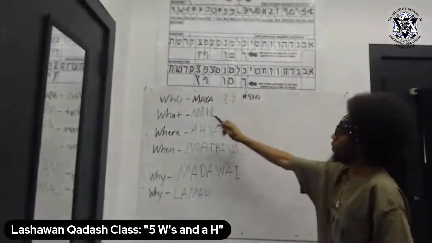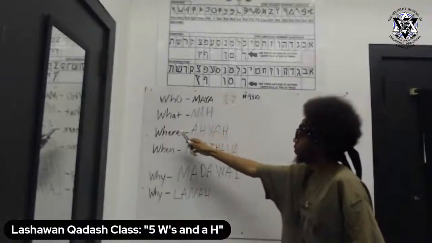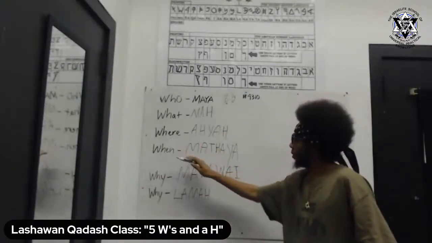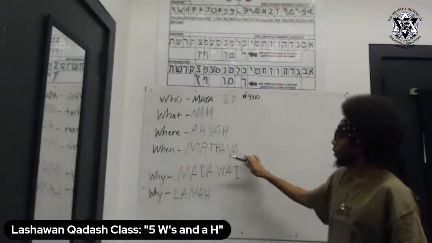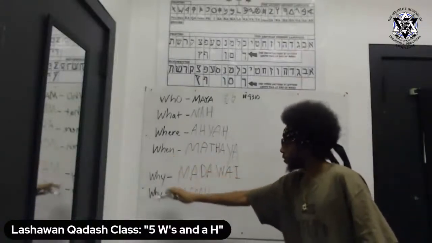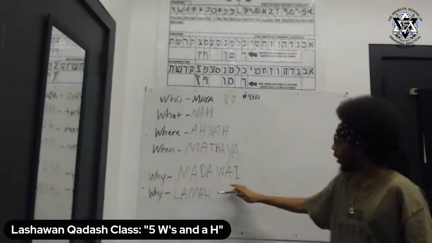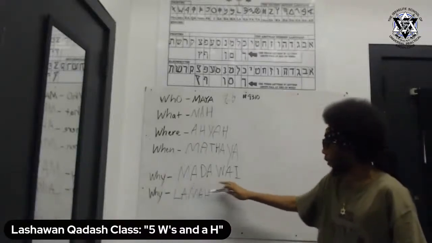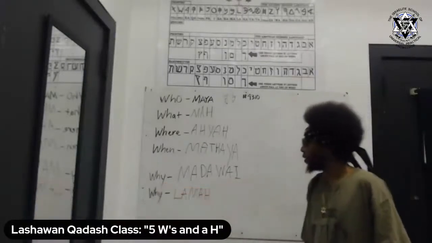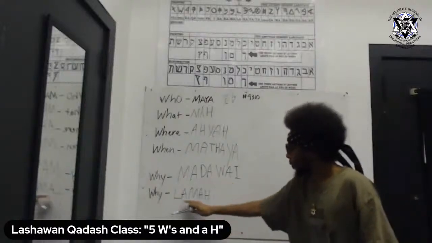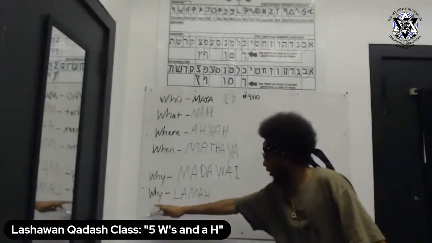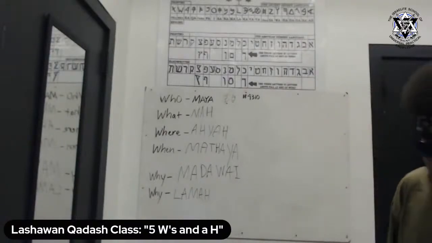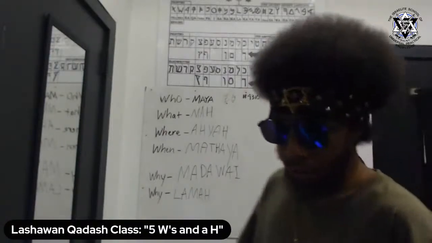All right, so Maya is going to be who in Hebrew? The ma is what? The ya is where? Mathaya is going to be when? The first Y, Madawai, Y, Lama. And it sounds so funny because Madawai is Y in English, but this is Hebrew. Lama is Y in different contexts, okay?